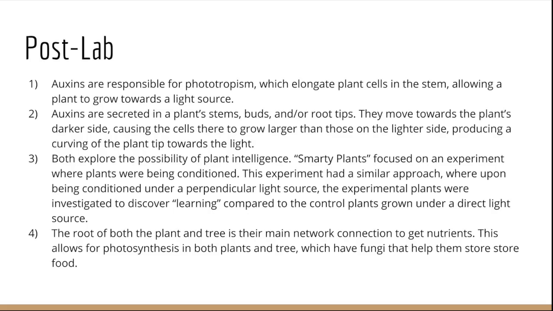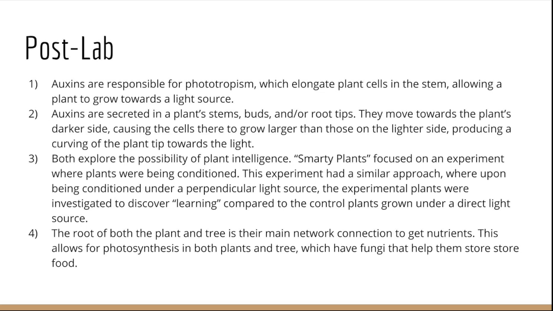The hormones responsible for phototropism are auxins, which elongate plant cells in the stem, hence allowing a plant to grow towards a light source. Auxins are secreted in a plant stem, buds, or at the root tips. In order to accomplish phototropism, auxins move towards the plant's darker side, causing the cells there to grow larger than corresponding cells on the lighter side. This then produces a curving of the plant tip towards the light.